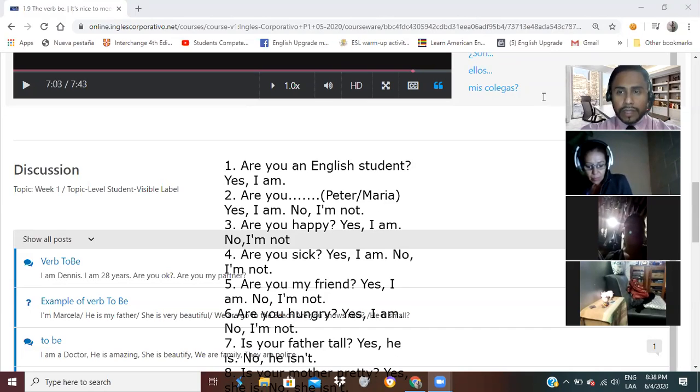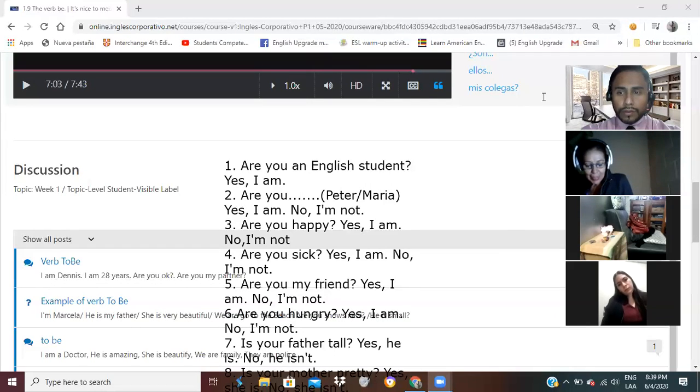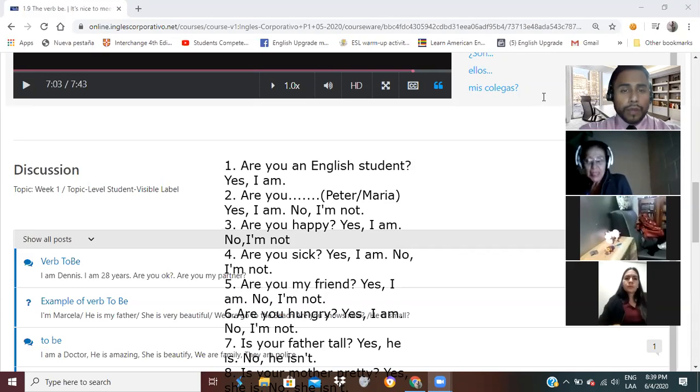Okay. ¿Ya lo mandaron al grupo de WhatsApp, chicos? Por ahí escuché un teléfono. El mío. Ok, ok. All right. ¿Ya estuvo? Ok. Ya está. Ok, gracias. Sí, ya lo enviamos.